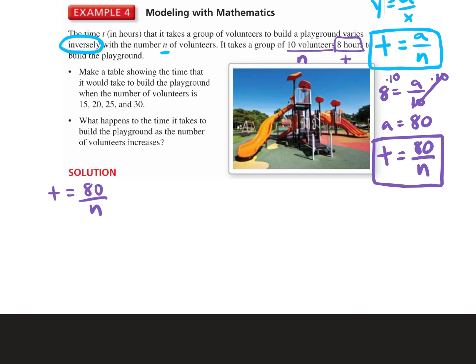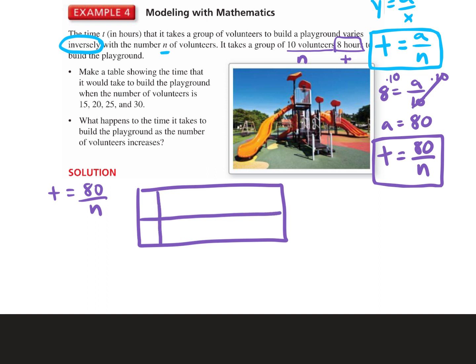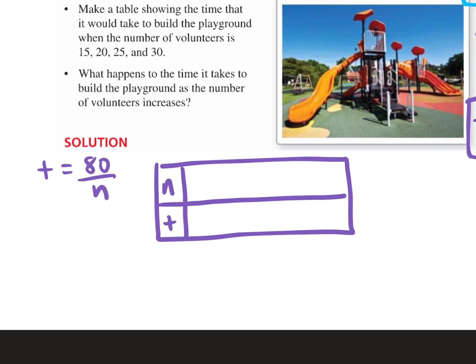Now it says make a table showing the time that it would take to build the playground when the number of volunteers is 15, 20, 25, and 30. So I'm going to draw my table just like I had the other ones. I'm going to say n and t. These numbers, 15, 20, 25, and 30, is that going to go in the top or on the bottom? Number of volunteers is n, so that would go on top. So I have 15, 20, 25, and 30.